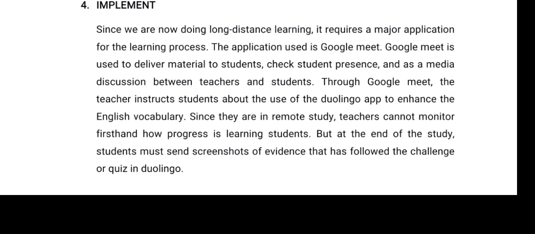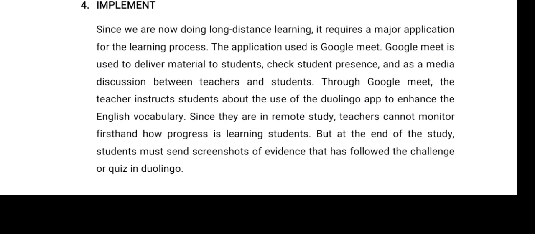Implement. Since we are now doing long distance learning, it requires a main application for the learning process. The application used is Google Meet. Google Meet is used to deliver material to students, check student presence, and as a medium for discussion between teachers and students. Through Google Meet, the teachers instruct students about the use of the Duolingo app to enhance the English vocabulary.